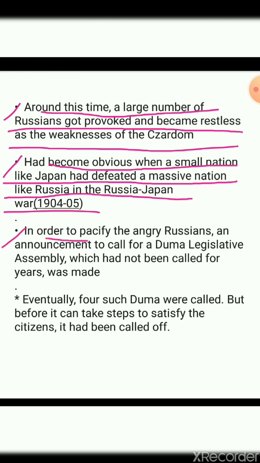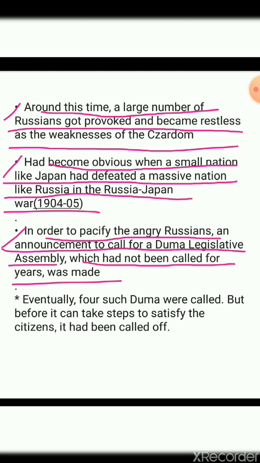In order to pacify the angry Russians, an announcement to call for Duma Legislative Assembly, which had not been called for years, was made. Pacify means to cool down. In order to cool down the anger of Russians, an announcement to call for Duma Legislative Assembly was made, which had not been called for years.